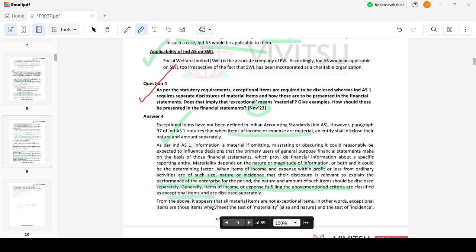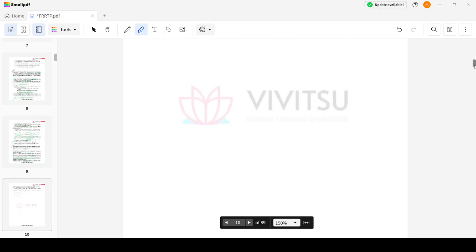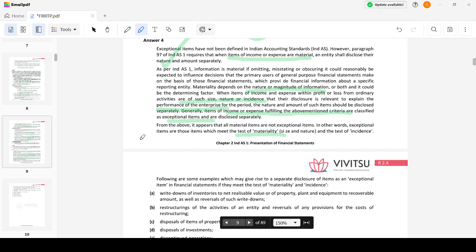Generally, items of income or expense fulfilling the above mentioned criteria are classified as exceptional items and are disclosed separately. From the above, it appears that all material items are not exceptional items. In other words, exceptional items are those items which meet the test of materiality and the test of incidence. See, when something is different from the normal activity that requires a disclosure because of the nature of the incidents, it is fulfilling both the test of materiality and the test of incidence. That's why it's coming as an exceptional item. That's why all material items are not exceptional items, but all exceptional items could be material items because they fulfill the test of materiality and test of incidence.